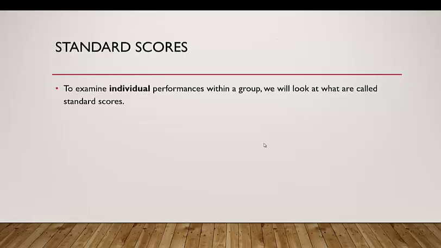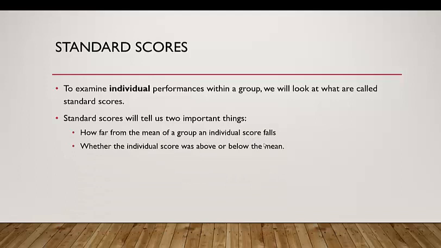So, to examine individual performances within a group, we'll look at what are called standard scores. In other words, we're going to take our raw scores and we're going to standardize them. We'll see what that means. Standard scores will tell us two important things: how far from the mean an individual score falls, and whether the individual score was above or below the mean.